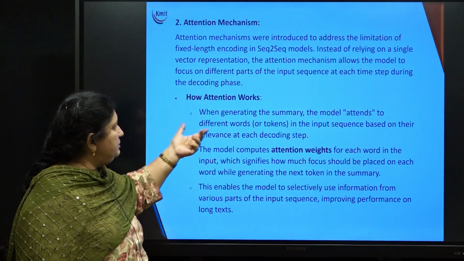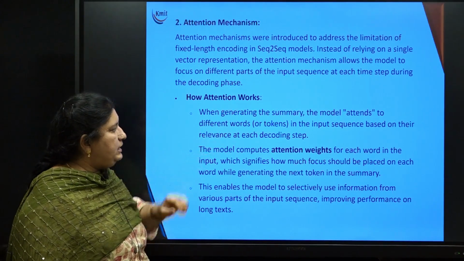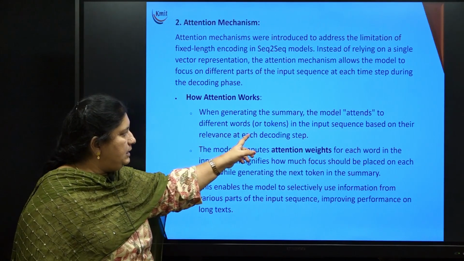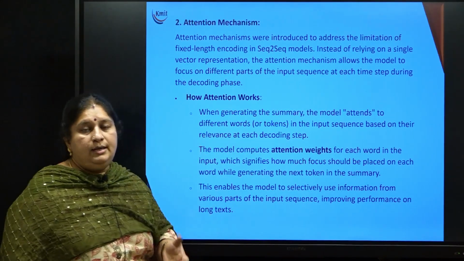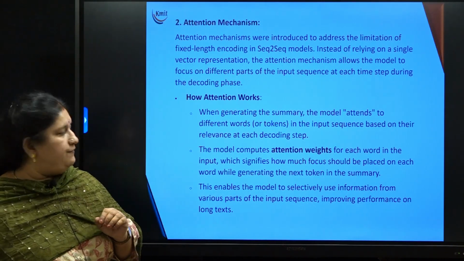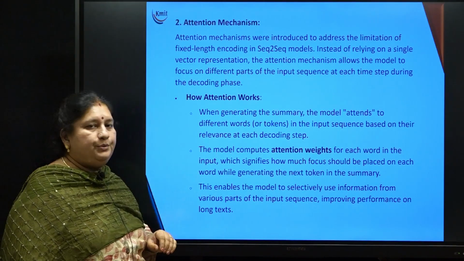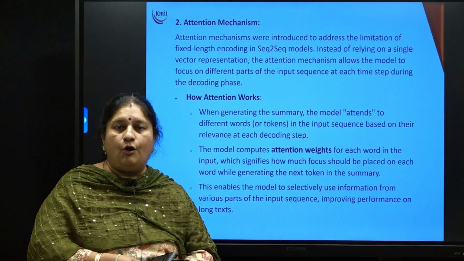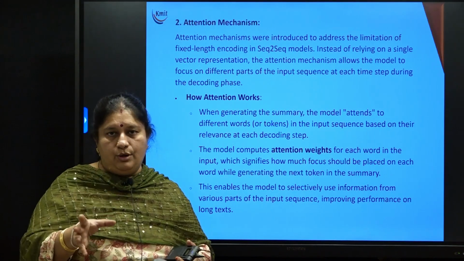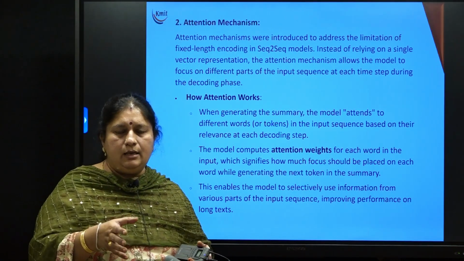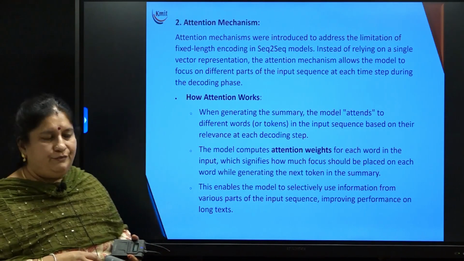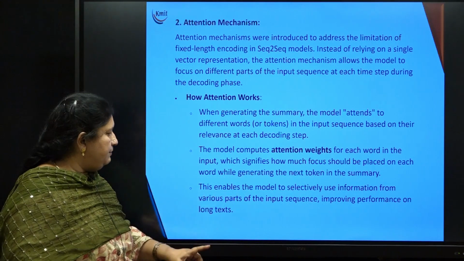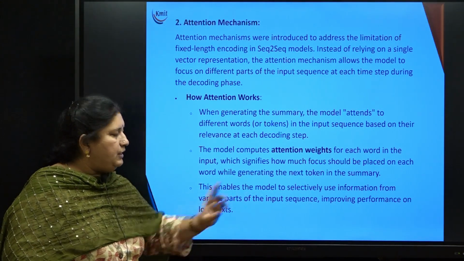And how does this attention mechanism work? When you are generating the summary, the model attends to different tokens in the input sequence based on their relevance to the decoding phase, right? The model computes attention weights for every word, seeing which word contributes more for decoding and which words can be neglected. Likewise, it keeps on giving attention weights. This enables the model to selectively use information from various parts of the input sequence.